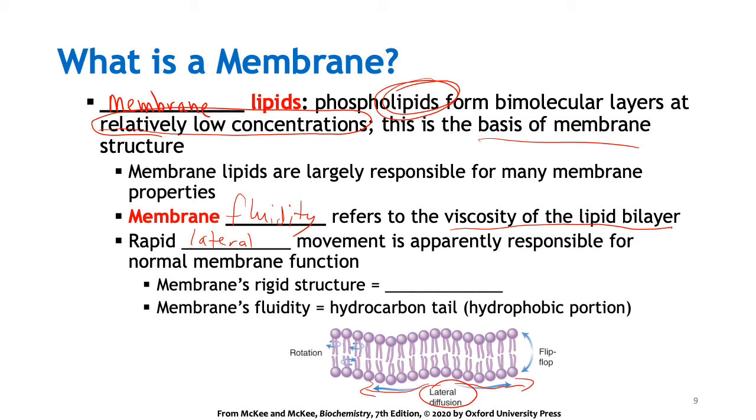Okay? The membrane's rigid structure is due to cholesterol being embedded within it. Keep in mind, cholesterol is a lipid, so when talking about a membrane, you have phospholipids, but you also have cholesterol buried in there. And then next you have the membrane's fluidity, discussed right here. Viscosity is due to the hydrocarbon tail, the hydrophobic portion.